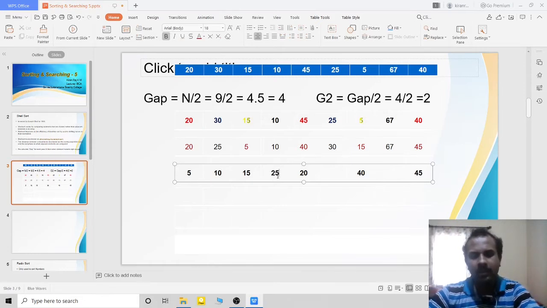Now coming to 25 and 30. 30 is greater one. So no need of making any exchanges. 30 will remain as it is. 30 with the 67. So 67 is greater one. So it will not be changed. So it will remain as it is.